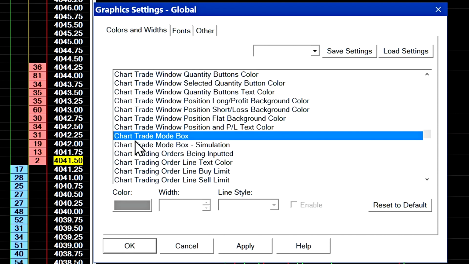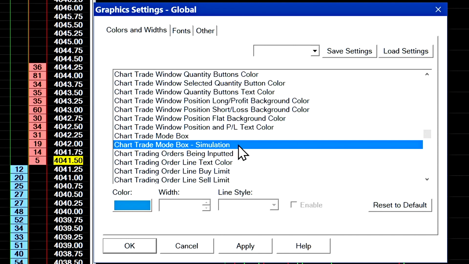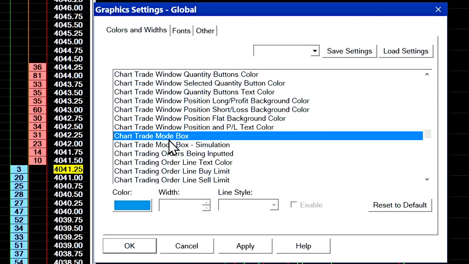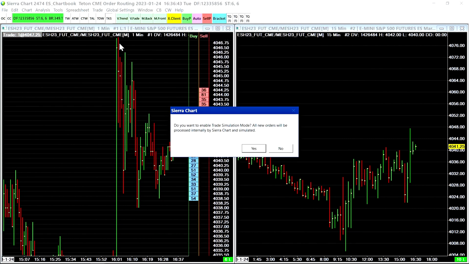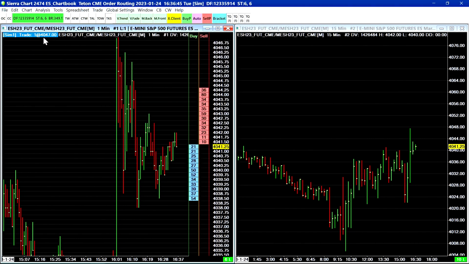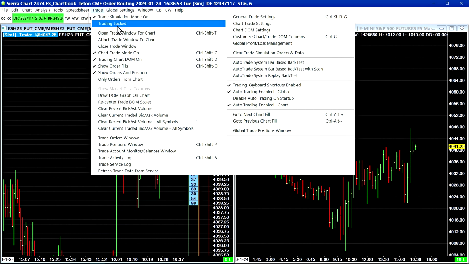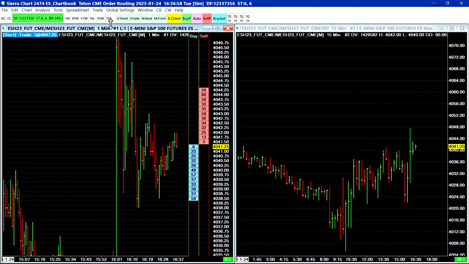This one represents the live trading account, and this one represents the simulated trading account. So whenever Sierra Chart is in trade simulation mode, this will be the color that appears here on the top left of your chart. Okay, so configure these to be different colors. Definitely you want to do that. So when I go to trade simulation mode, it changes the color to blue. So I always know if Sierra Chart is configured to be on trade simulation mode or not. It will also tell you if trading is locked at the top left of your chart there.